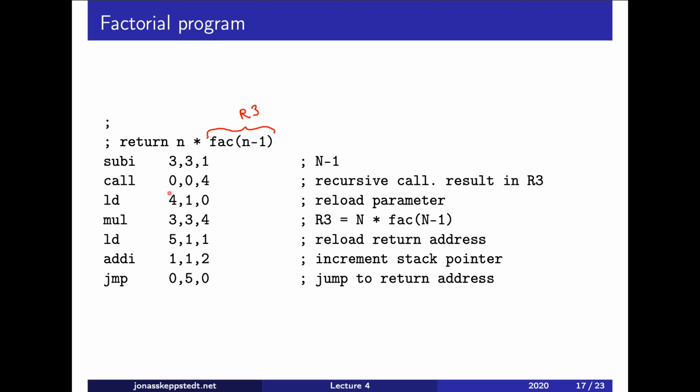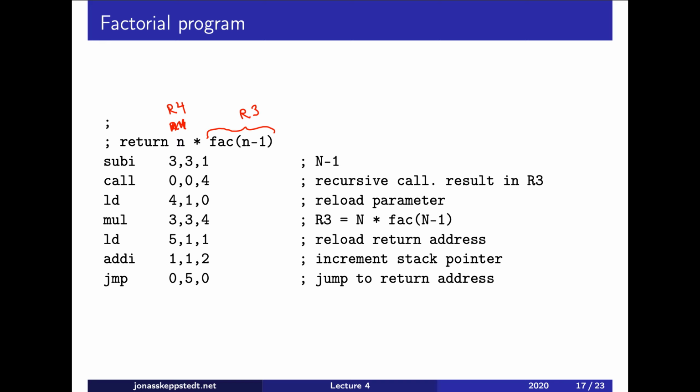Okay, so what we do is to load the parameter, this one, into R4 and multiply them, and then we use R3 as the destination, since the return value must be put there anyway. And then we need to reload the return address, and we need to increment the stack pointer, and then we can jump to this register. And now we have computed this.